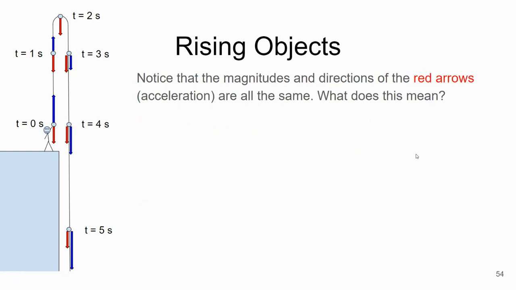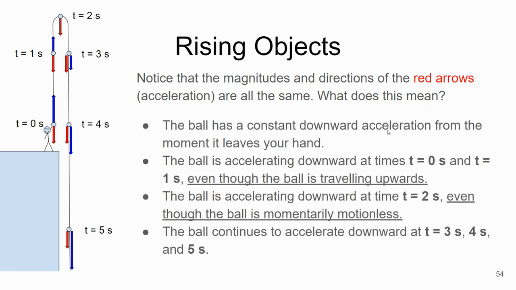And now we look at the magnitudes of the red arrows. Notice that the red arrows always have the same magnitude, and they always have the same direction. The red arrows are always pointing down. This is a little bit trickier than the other thing. The ball will have a constant downward acceleration from the moment it leaves your hand. So at t equals 0 seconds, the ball has just left your hand. It's moving up because the blue arrow is up, so its velocity is up, but its acceleration is down.